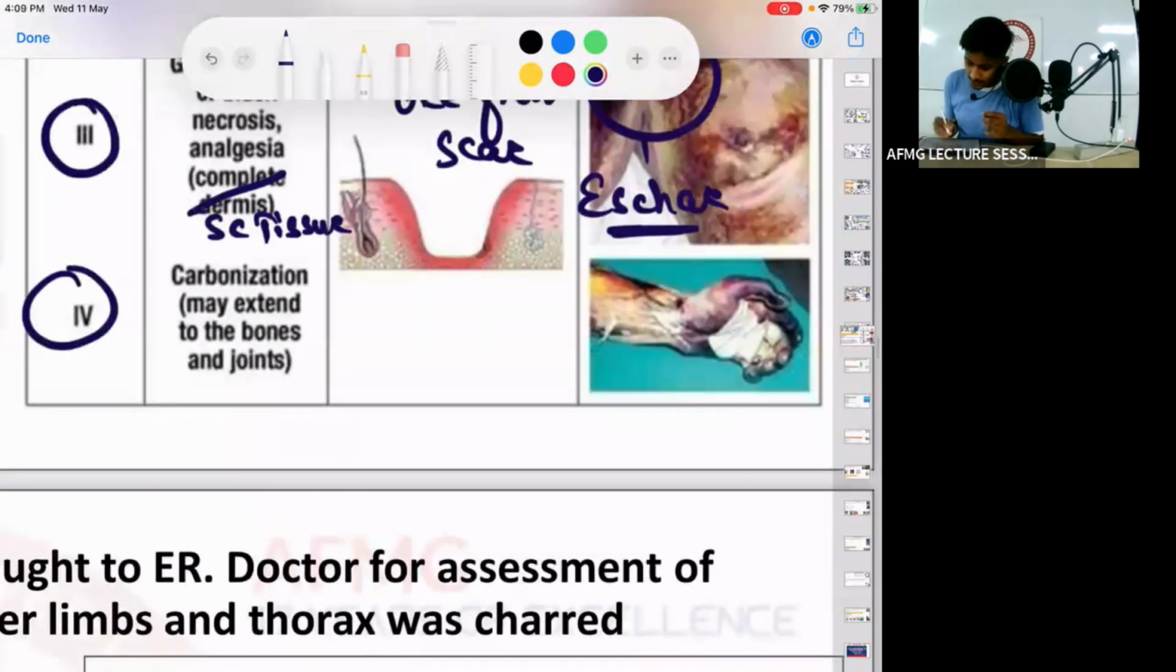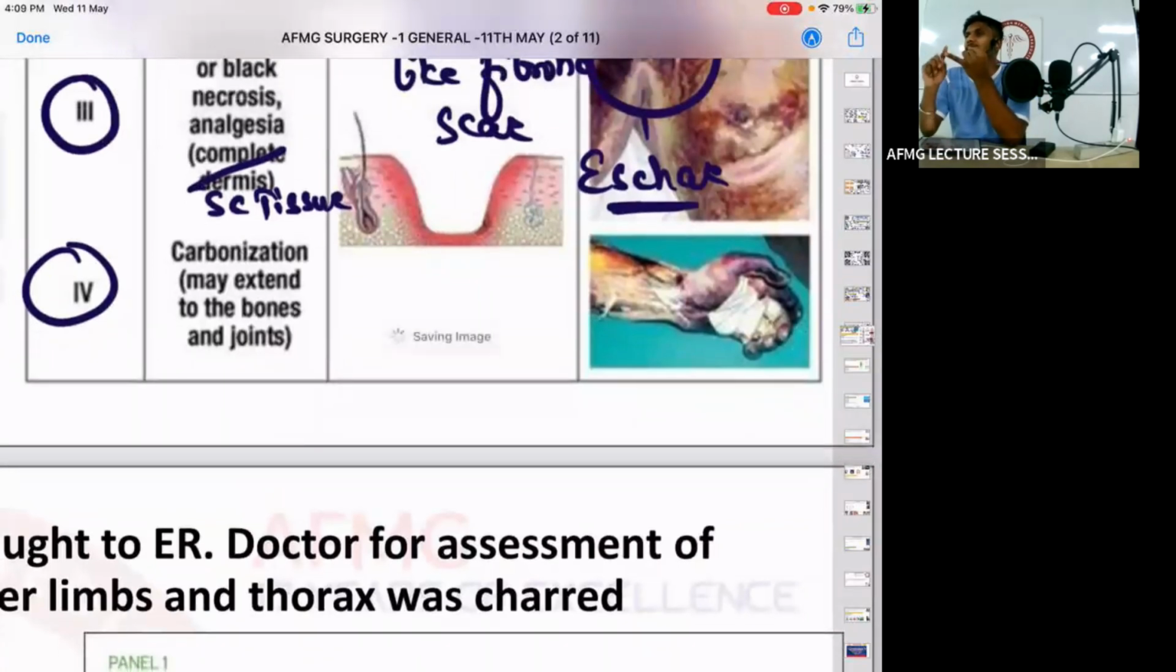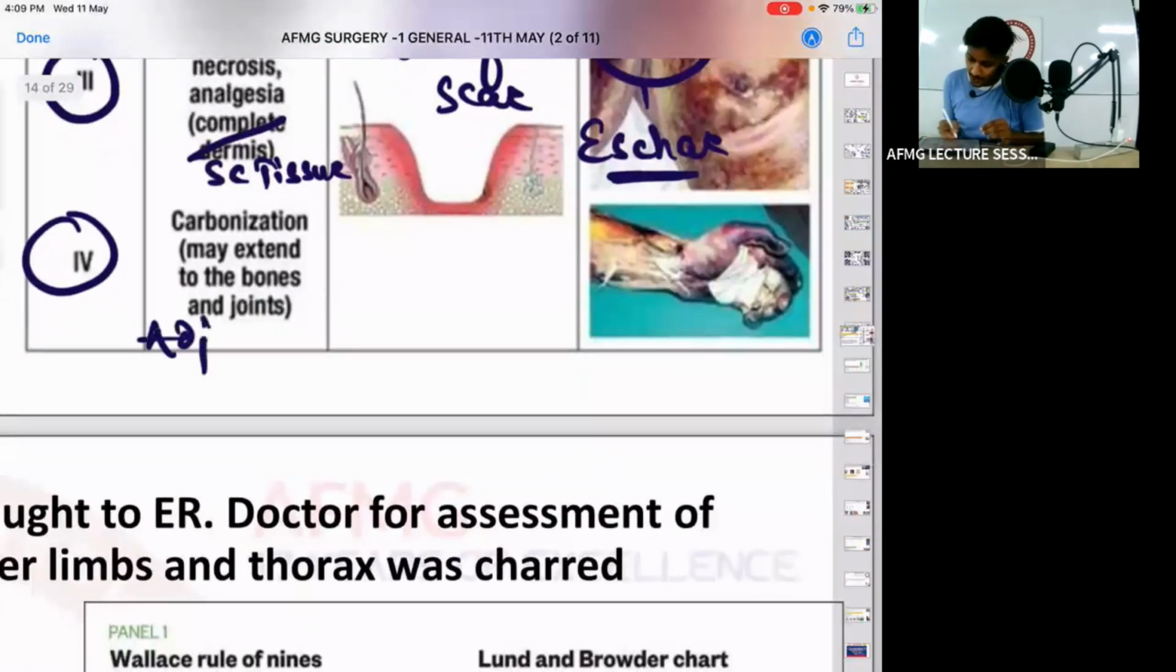Next, grade 4 burns are usually damage to the epidermis, dermis, subcutaneous tissue, and to the adjacent structures: muscles, bone, tendon, ligament, blood vessels, nerves, everything. So this would be your grade 4 burns.